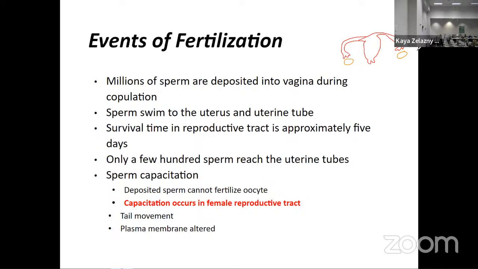Survival time there is about 5 days. They don't all get there, right? We start out with millions of sperm, but they need to undergo capacitation to be able to swim fast and far enough. Only a few hundred get to the uterine tubes. If capacitation doesn't happen, the sperm aren't going to be able to fertilize the oocyte. That's because there are also alterations basically to the plasma membrane of the sperm.